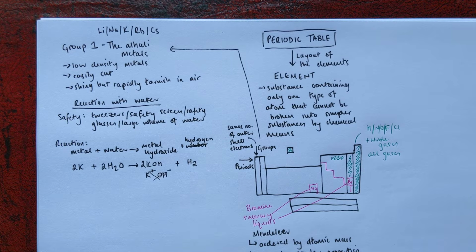We also need to know some observations about what we'd see for 3 of the alkali metals, lithium, sodium and potassium.